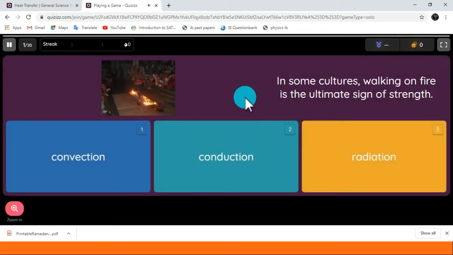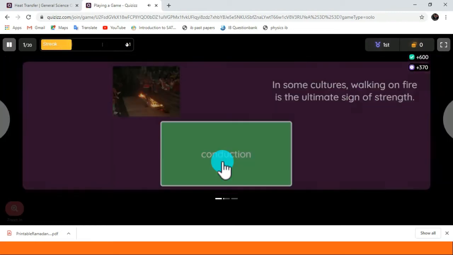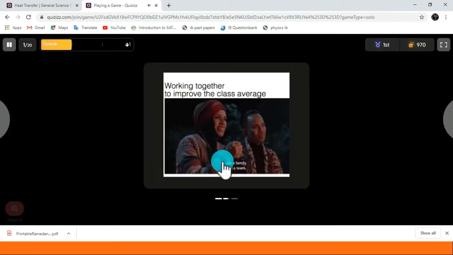Okay, the first question. In some cultures, walking on fire is the ultimate sign of strength. Walking on fire, what type of energy transfer or heat transfer we have here? For sure it is conduction. We have contact, so conduction. Good.